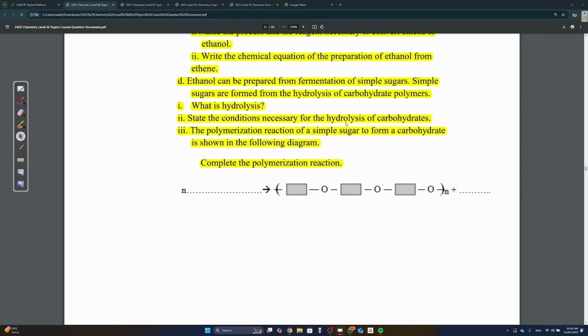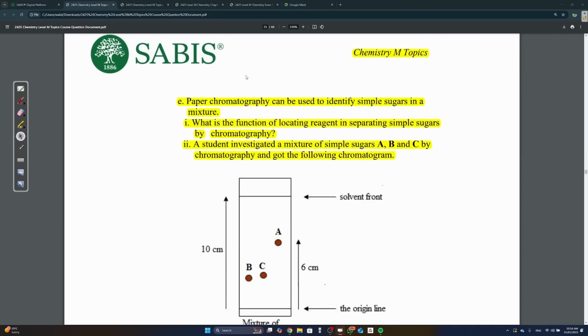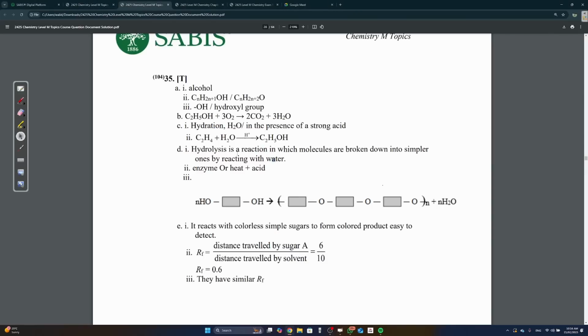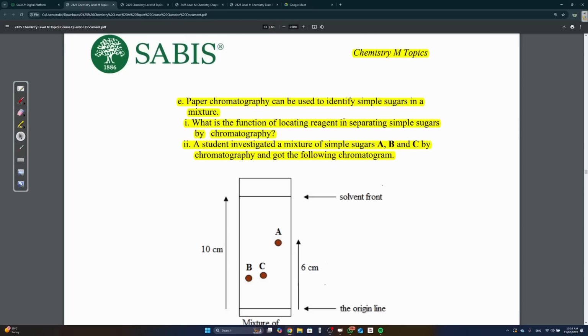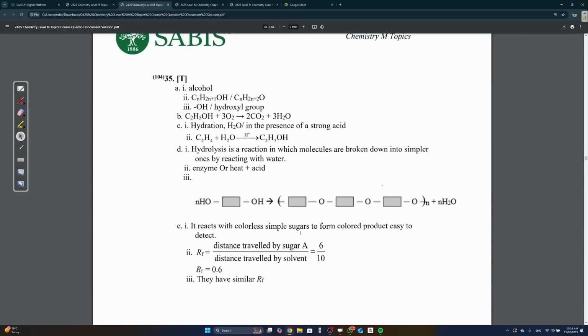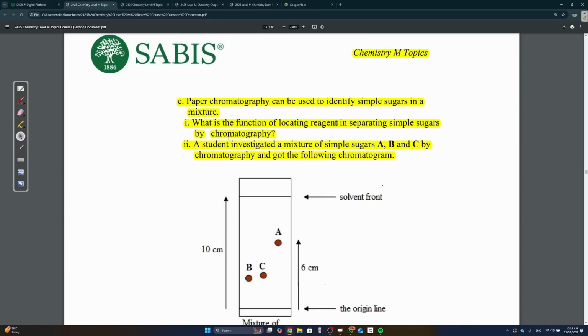Okay. Next, paper chromatography can be used to identify simple sugars. What is the function of locating reagent in separating simple sugars by chromatography? I'm just going to show you the solution because I have no idea. The locating agent reacts with colorless simple sugars to form colored products easy to detect. It's called a locating agent, so obviously it's going to help you locate it. This is probably going to come as multiple choice, I don't think it will come written.